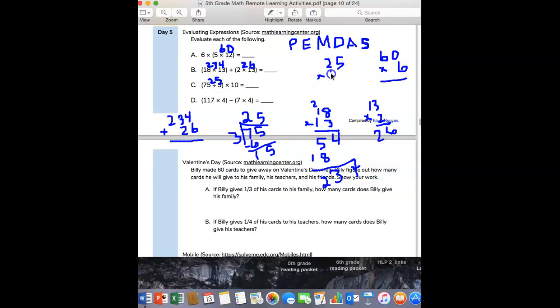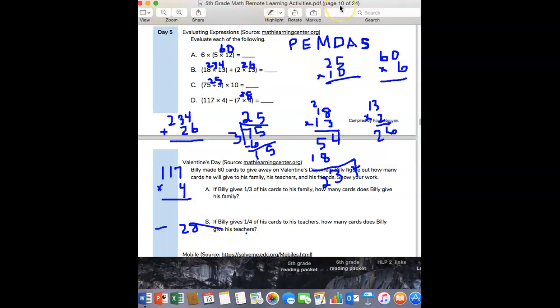Now down here, you've got parentheses again, so we're going to do 117 times 4, which you know how to do now. So go ahead and solve that. And then you have to do this, 7 times 4, which is 28. And then you subtract them. So whatever you get here, subtract 28 and you'll get your answer. All right, that is it on that one.